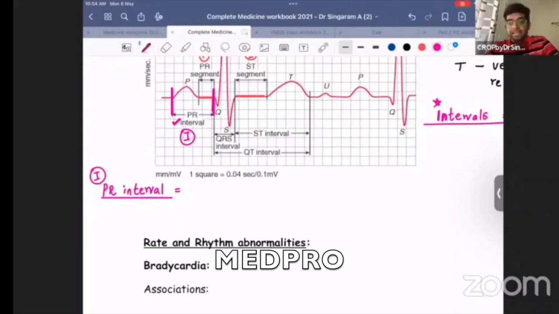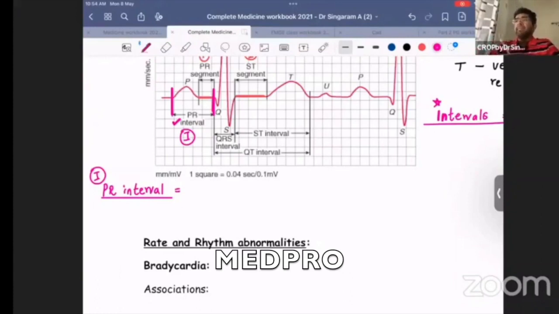It is a time taken for what? What is the PR interval representing? Anybody? I'm just waiting for an answer. What is the PR interval indicating or representing?